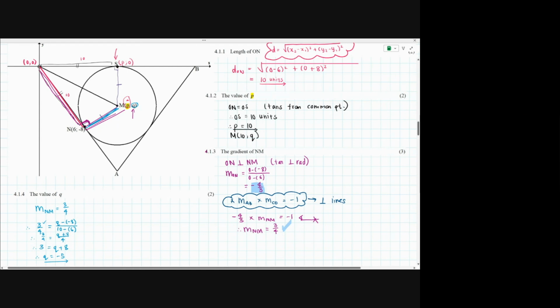Now, again, this makes sense. It's in the negative quadrant, or the negative y values. It makes sense that this should be negative 5. And now we have our center coordinates.